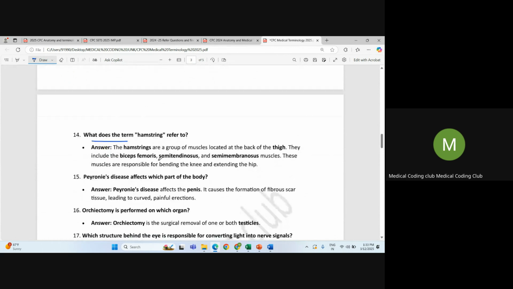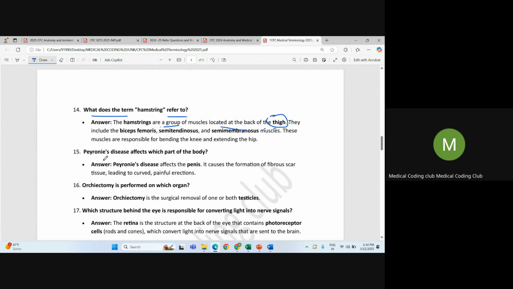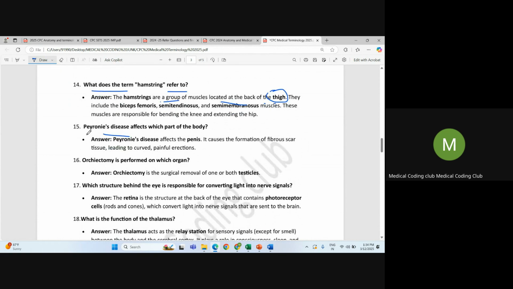What does the term hamstring refer to? Hamstrings are the group of muscles located at the back of the thigh. The question may come like, where do you see hamstring? So the answer is thigh. Peyronie's is the disease that affects the penis, and it causes the formation of fibrous scar.